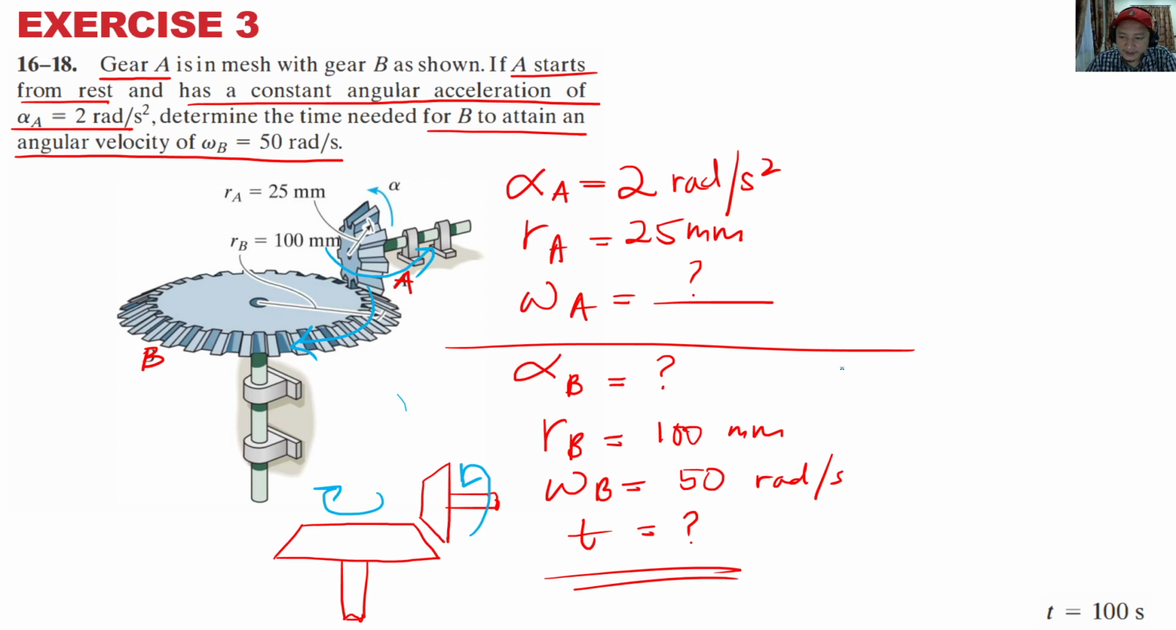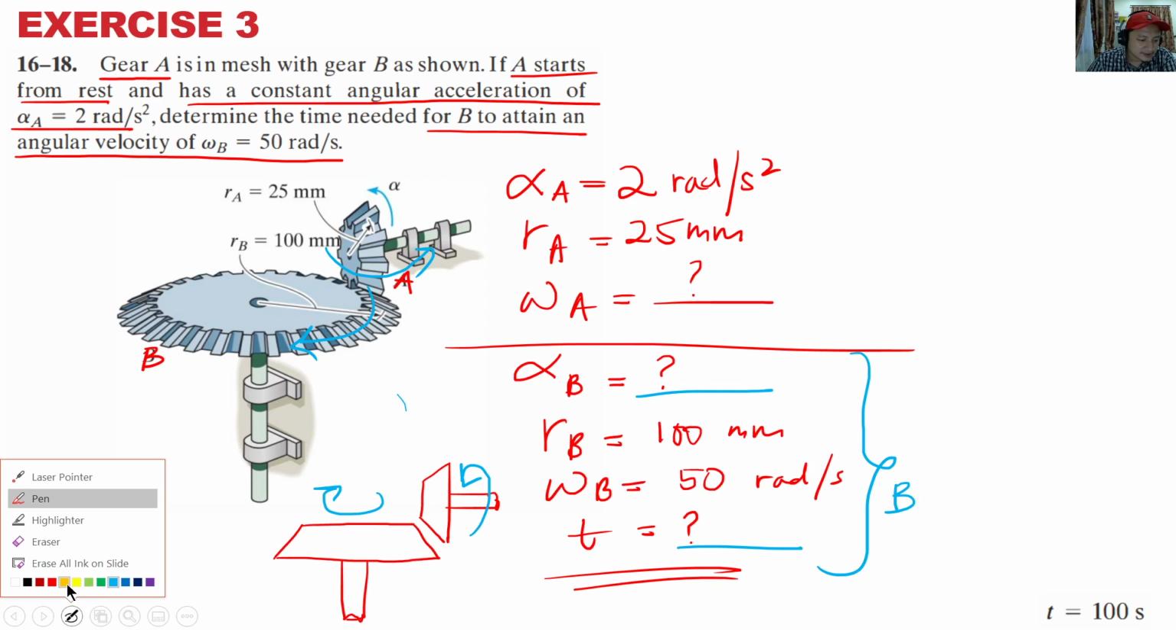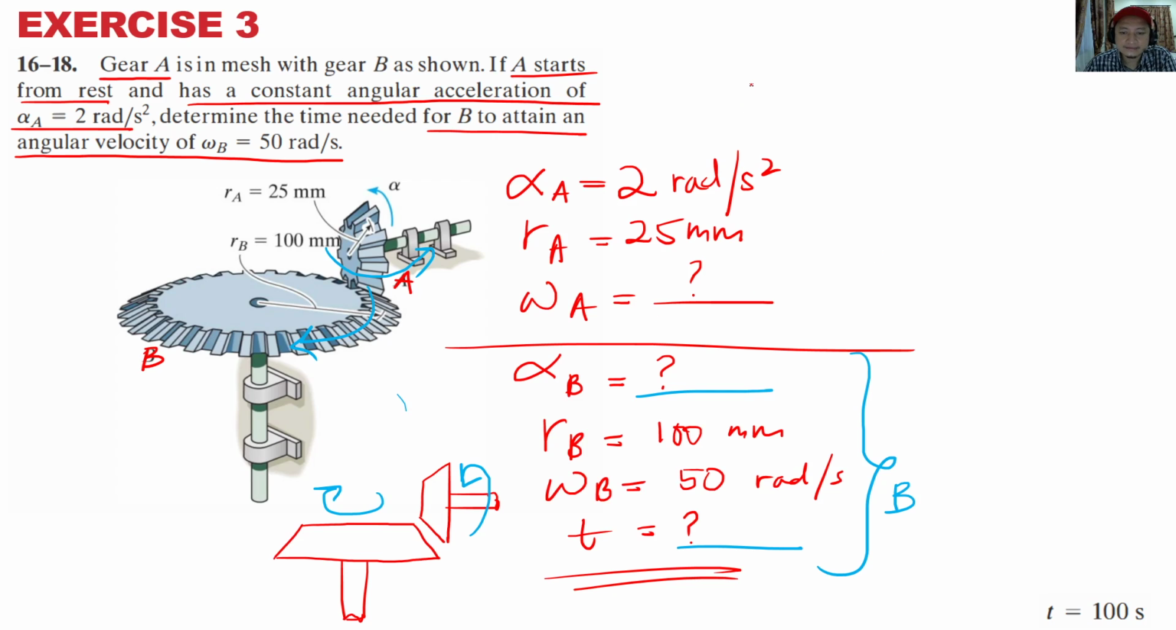Okay, you are trying to solve what's going on at B. So you need all this information at B. Definitely you need alpha B. This is not so hard. You can try it on your own. You can use the relationship alpha A RA equals alpha B RB. Use this information.